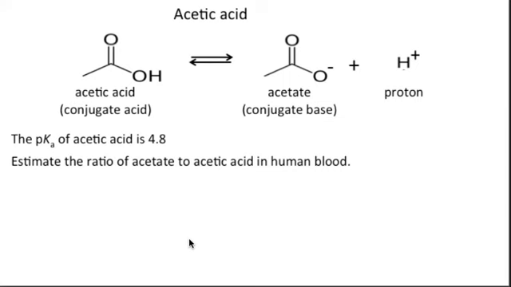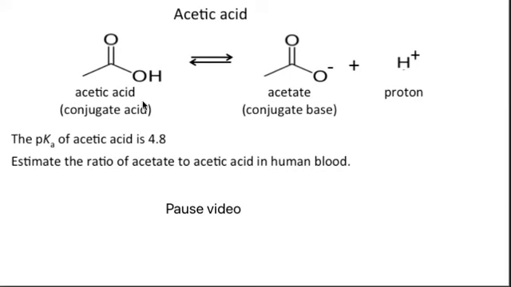What will be the ratio of conjugate base to conjugate acid? Try to make an estimate. My first question is, if the pH were 4.8, what would be the ratio? 1 to 1, right? Now, the pH of blood is what? It's 7.4. So that's a higher pH. Will the ratio be greater than 1 to 1 for base to acid, or will it be less than 1 to 1 for base to acid? In other words, is there more base or more acid?